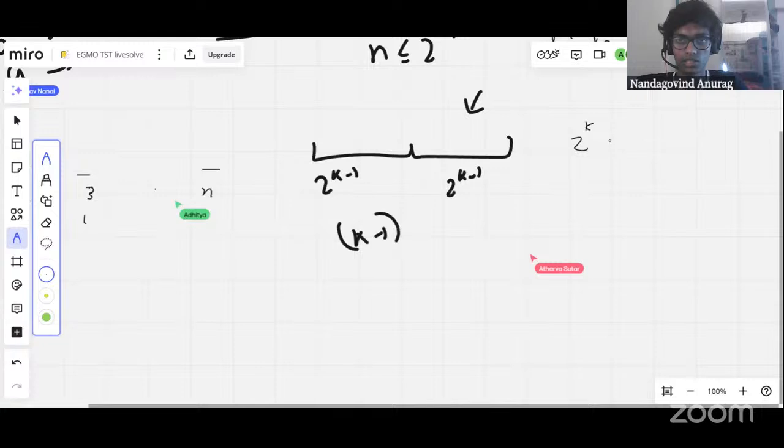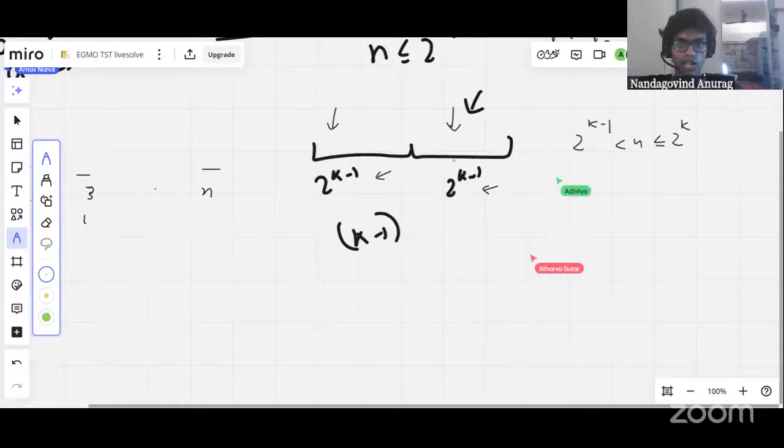So what we know is that 2 power k minus 1 is less than n, which is less than or equal to 2 power k. So we split it into two subsegments such that both of them are at most 2 power k minus 1. In k minus 1 moves, we know we can perform this for both of these subsegments. And then in one move, you just add a large number to all elements in this subsegment.